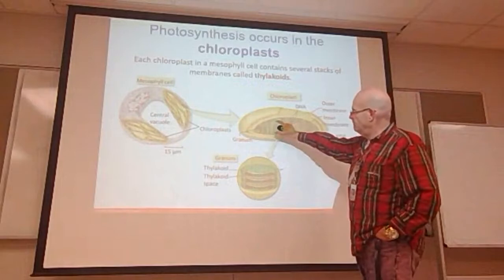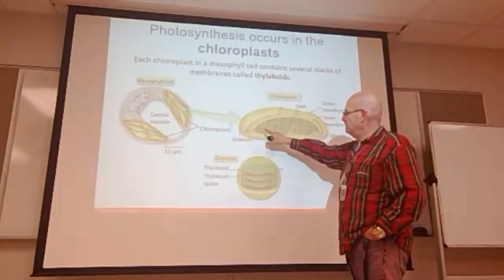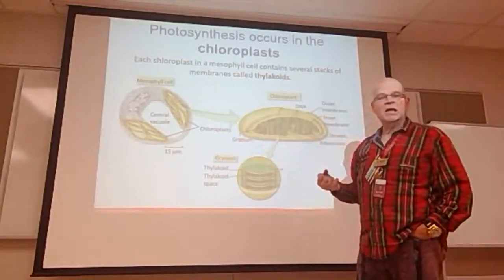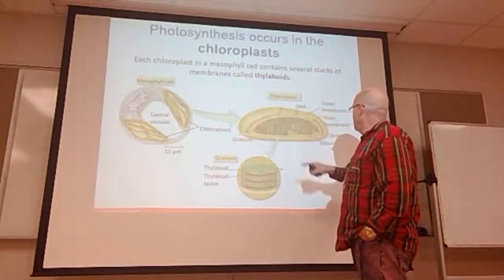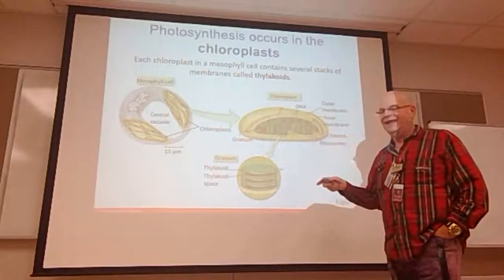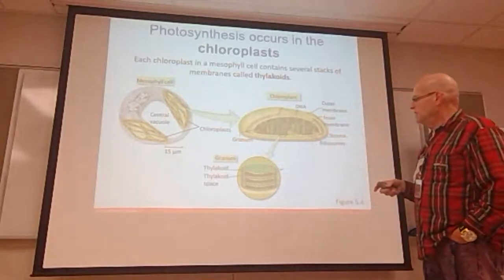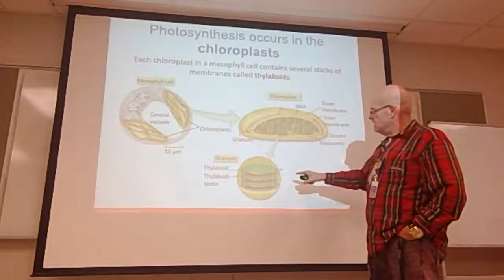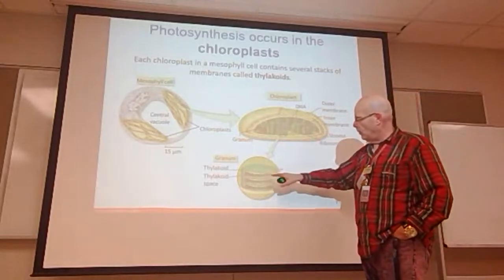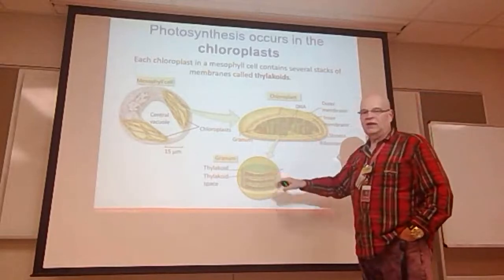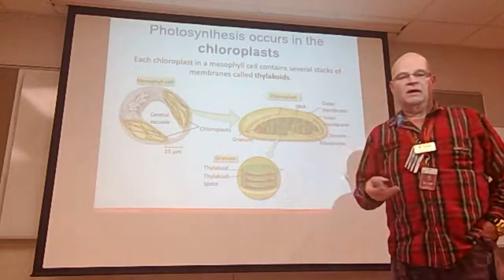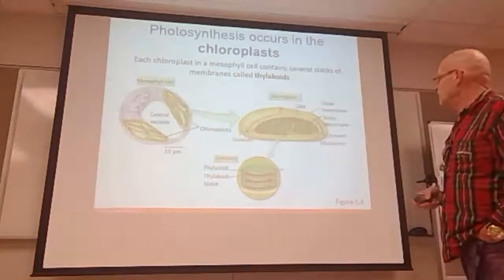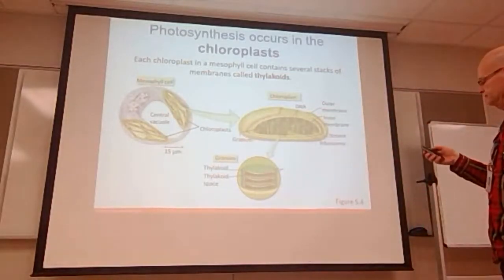These little stacks of membrane-bound structures, an individual one is called a granum. Collectively, they are all called grana, G-R-A-N-A. Each individual granum has a thylakoid and a thylakoid space. It is within the thylakoid space that the reactions of photosynthesis are actually going to take place.